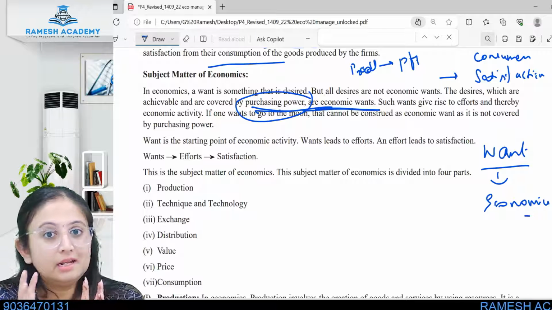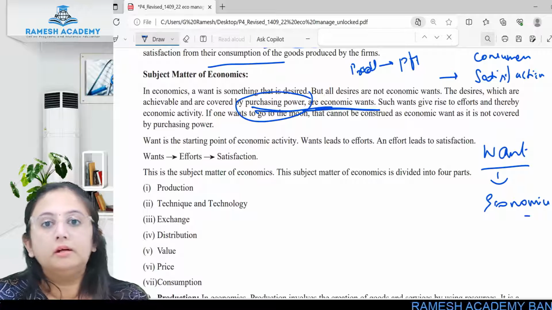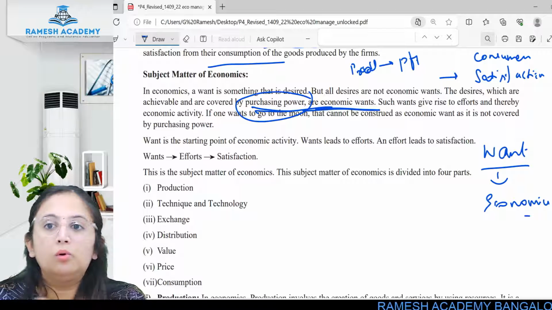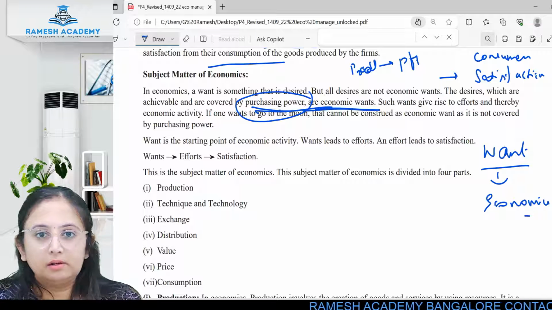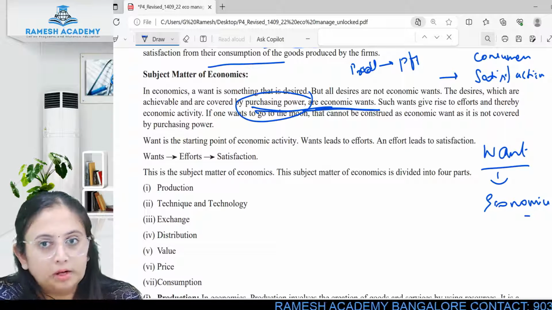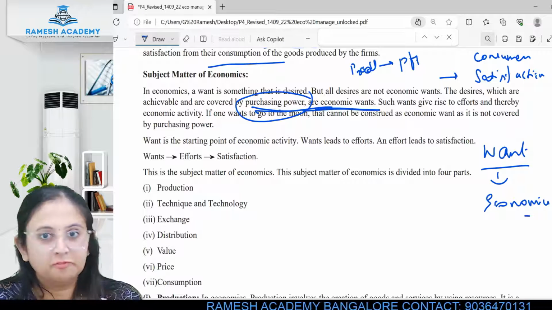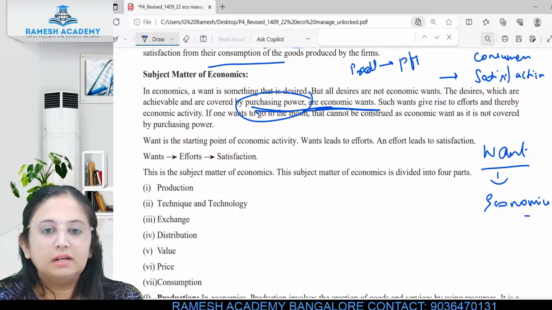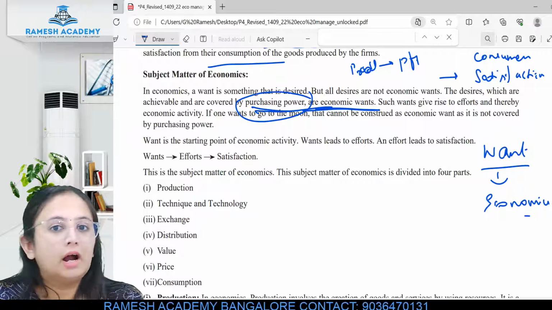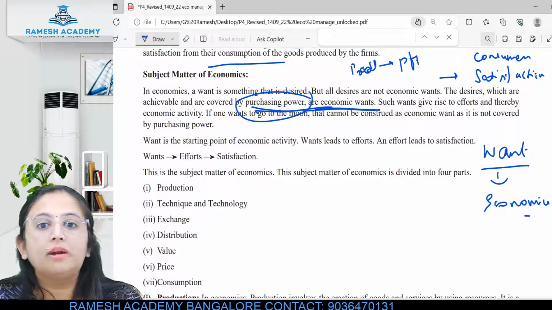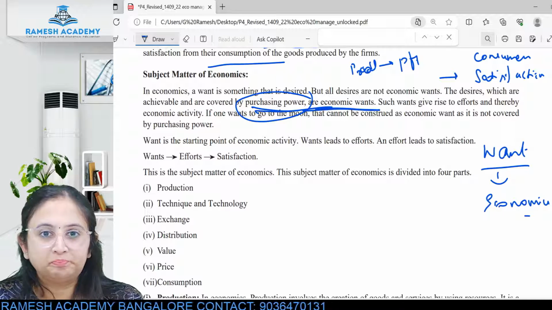That is certainly achievable. So this is what is called a want. But if I have a desire to go to space or the moon, that is not achievable. Correct? I have no knowledge about it. It is simply my desire, which I can't achieve financially or physically. I don't have any kind of knowledge, and we can't afford it also. So this want which I cannot achieve is not considered in economics.